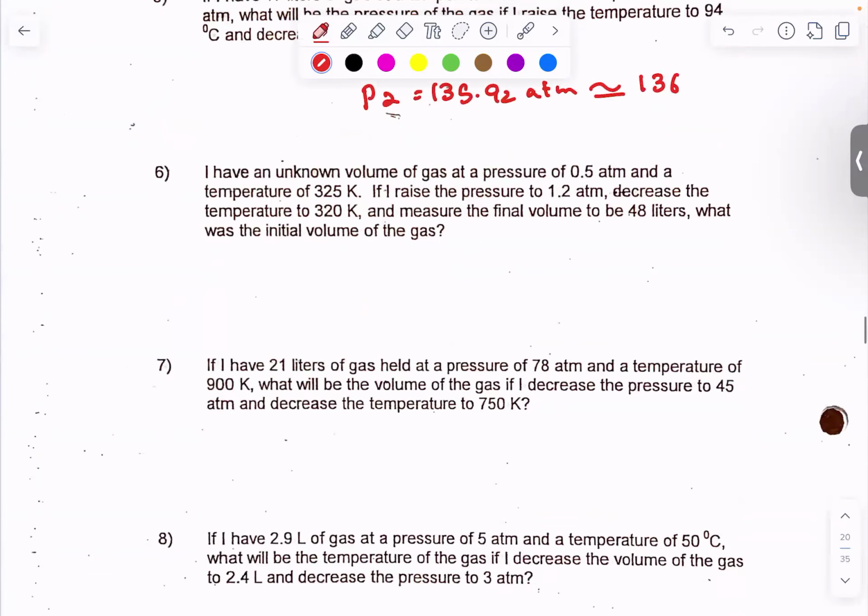Now the next one. I hope you are doing right. P1, P2, V1, V2 on the numbers, right? Yes.